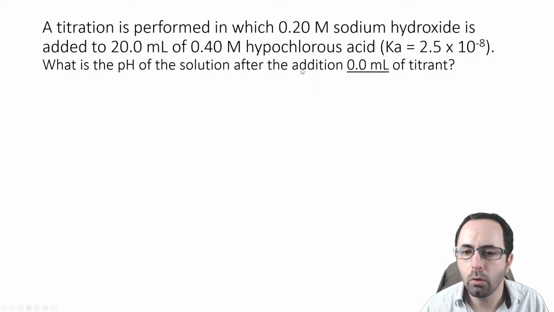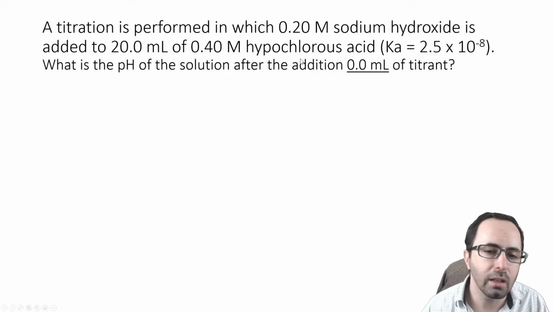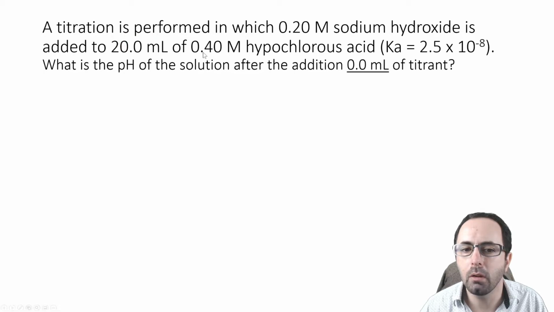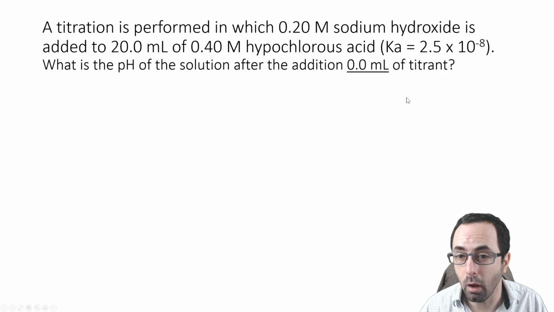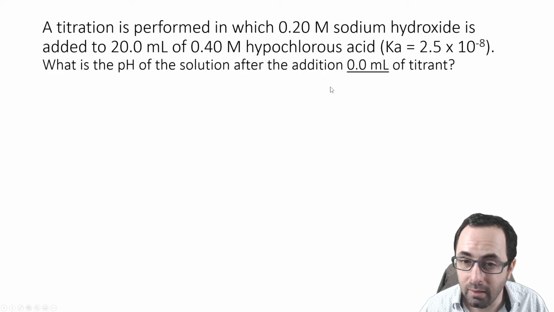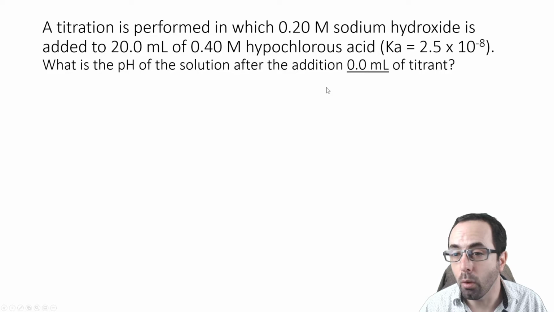And so in order to determine the pH, we're going to have to do a weak acid equilibrium, just like in chapter 15. We got 20 milliliters of 0.4 molar hypochlorous acid. The volume here doesn't even matter. What matters is our molarity of our hypochlorous acid, which is 0.4 molar. That's our initial concentration. We're also going to need the Ka because we're going to be doing an equilibrium problem. So we're going to write the acid equilibrium equation for hypochlorous acid, and we're going to set up an ICE table and solve for the concentration of hydronium.